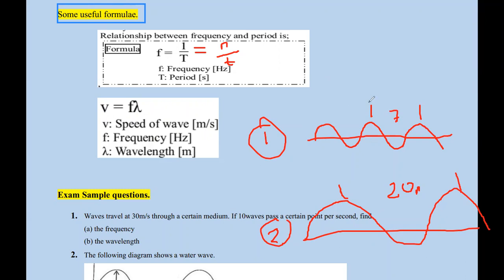Which one do you think is likely to, remember the frequency? The number of waves produced per second. Come to think of this wave here. Let me use a different color. Come to think of this wave here, and that wave there. Do you think they're going to have the same number of waves that will be produced in a second? Of course not.